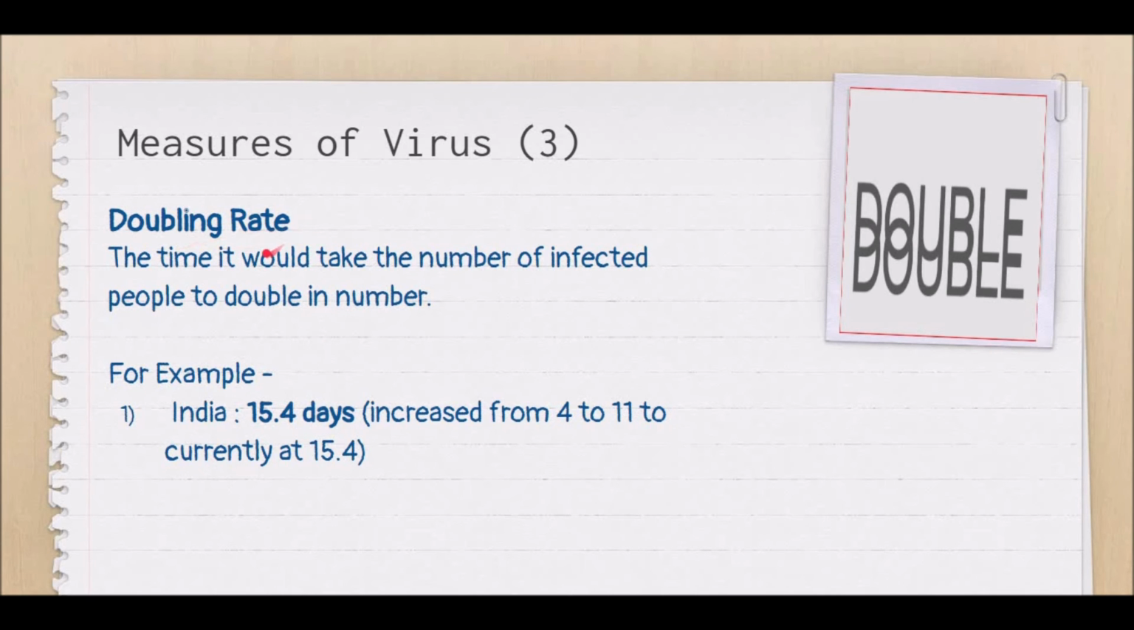Now we have the doubling rate. As the name suggests, it shows the time it would take for the number of infected people to double. For India, the doubling rate currently is 15.4 days, which has increased from 4 to 11 to currently 15.4, which is quite good. Initially it took 4 days for the number of cases to double, then 11 days, and now it's taking 15.4 days. So it shows how the speed of the virus spread is decreasing, and it's taking more time for the virus to double the number of people it infects.